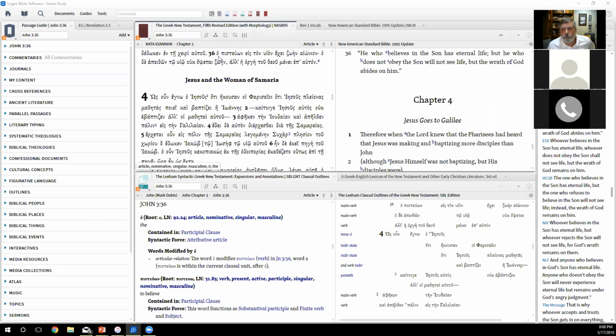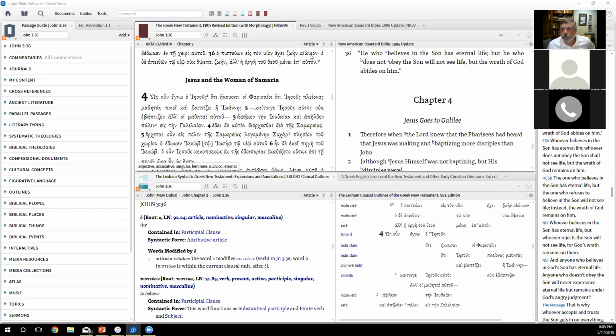There's the article, and here's the participle. You don't have that yet. So this is the believing one. The believing one in the Son, he has life eternal. Okay, now so we know John 3:36, he who believes in the Son has eternal life. So the believing one in the Son has life eternal.